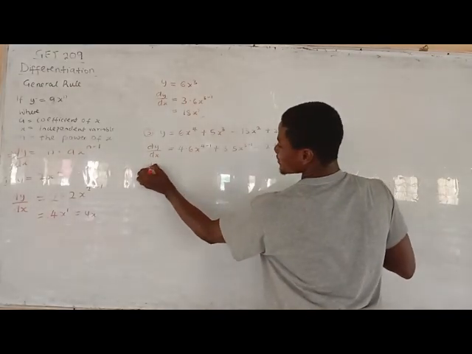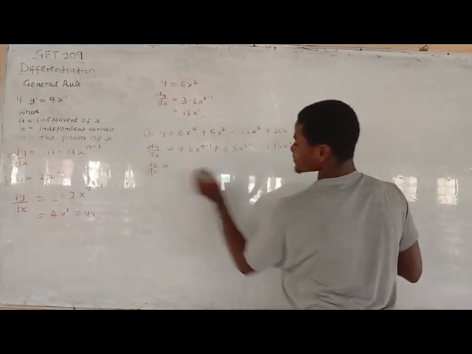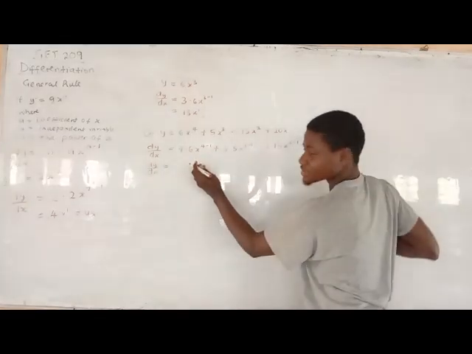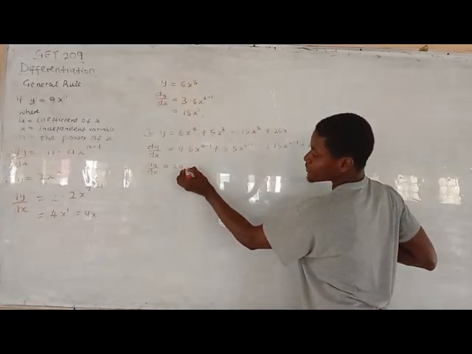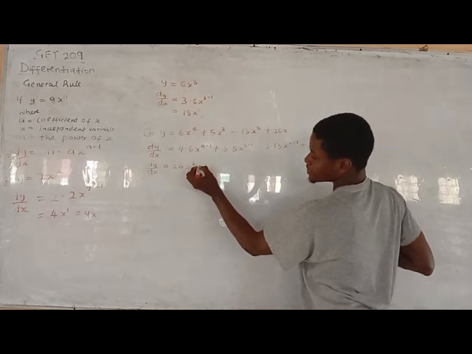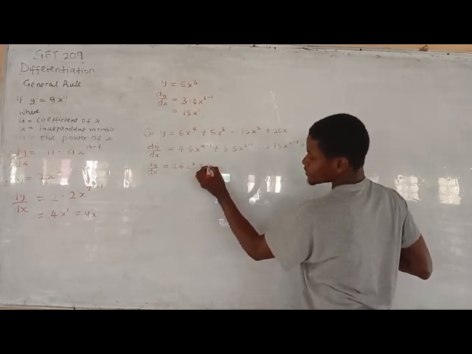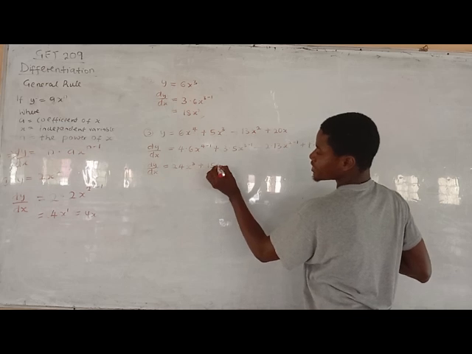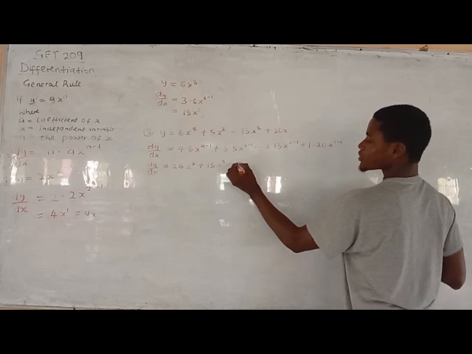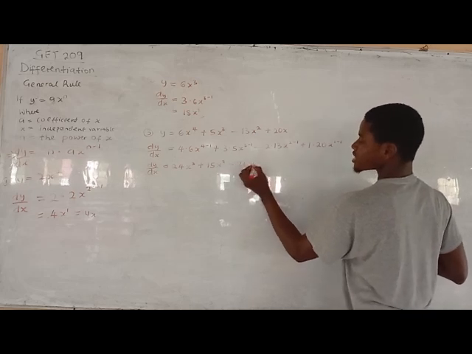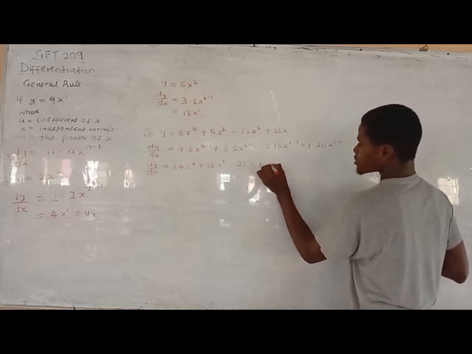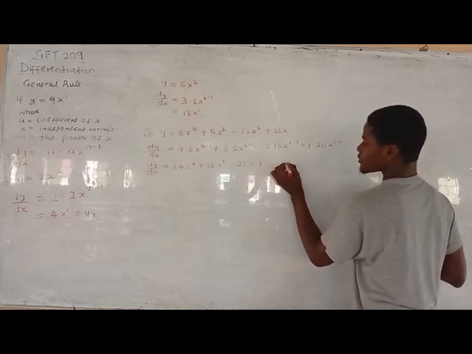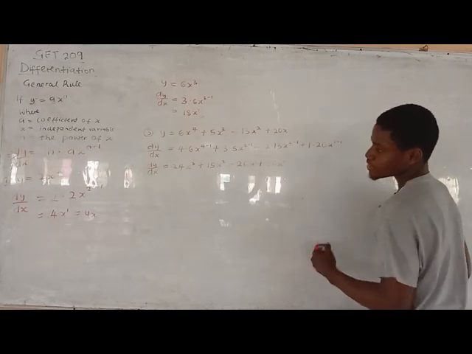So your dy over dx equals what? 4 times 6 is what? 24. 24 x raised to power what? 3. Nice. Plus 3 times 5 is what? 15. 15 x raised to power what? 2. Minus 2 times 13 is what? 26. 26 x raised to power what? 1. So you no need to write. Plus 20 x raised to power what? 0.